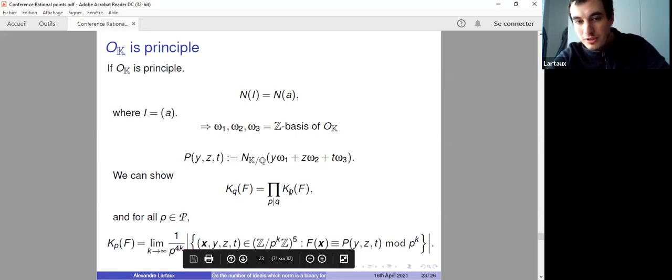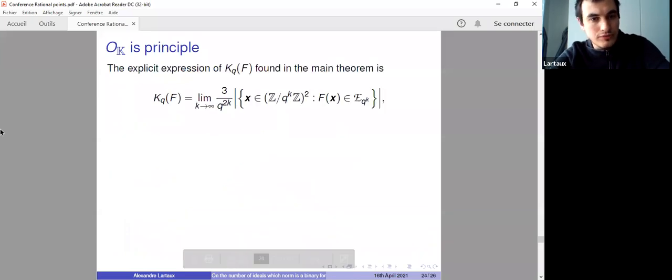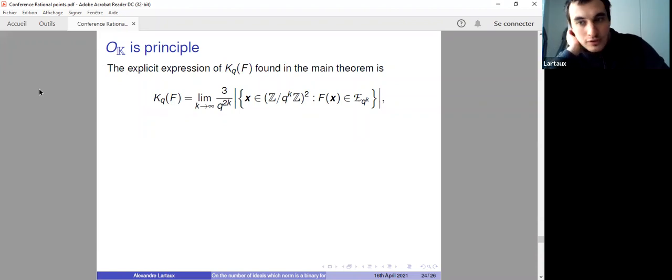And we have the geometric interpretation of KP of F, not only for P dividing Q, but for all primes P, which is that KP of F is this quantity. So how to prove that? The explicit expression of KQ of F found in the main theorem is the following. This is unconditional to OK being principal.